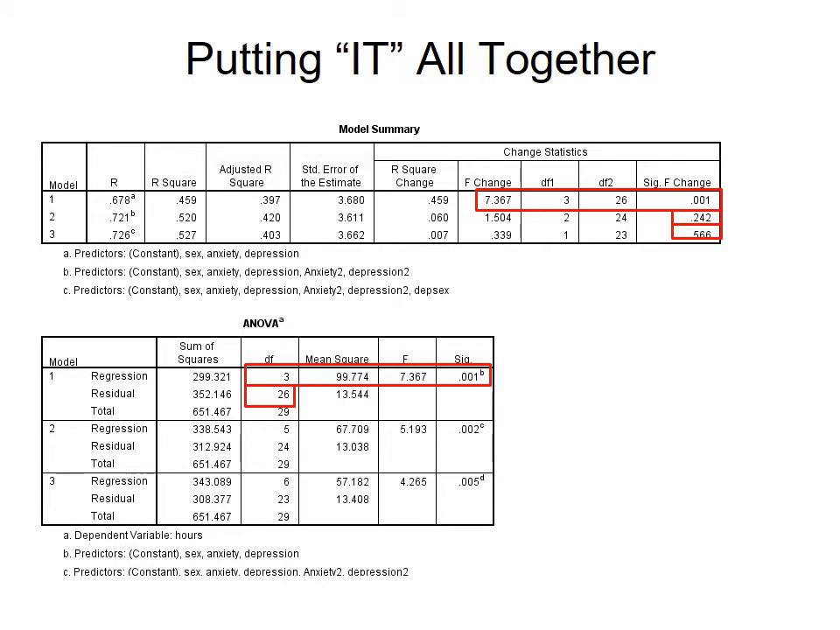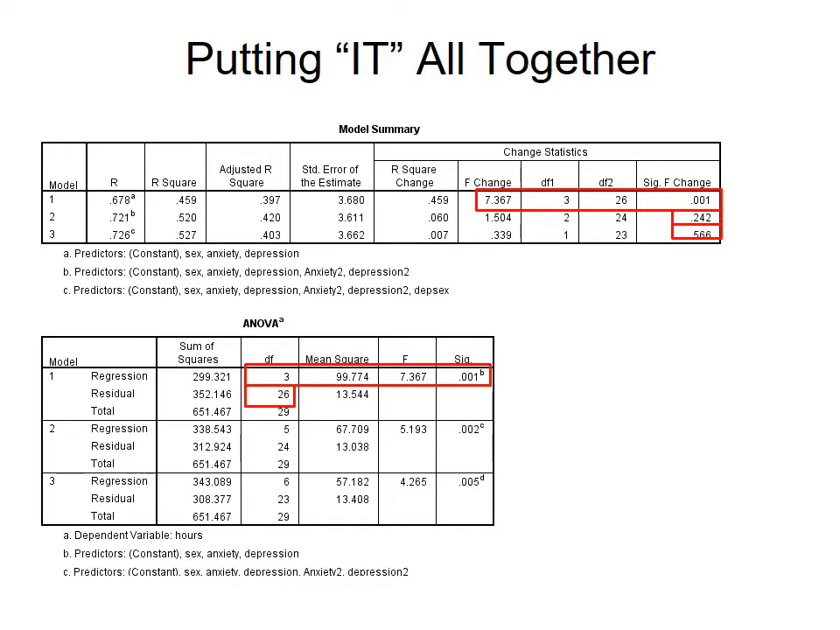So we run it, we get SPSS, and again, we're going to see we've got Model 1, Model 2, and Model 3. So Model 1 is predictors of the constant, sex, anxiety, and depression. Model 2 is the predictors with both sex, anxiety, and depression still in the model, but we've added the nonlinear terms for anxiety and depression. And finally, Model 3, again, has all of those and has added the interaction.